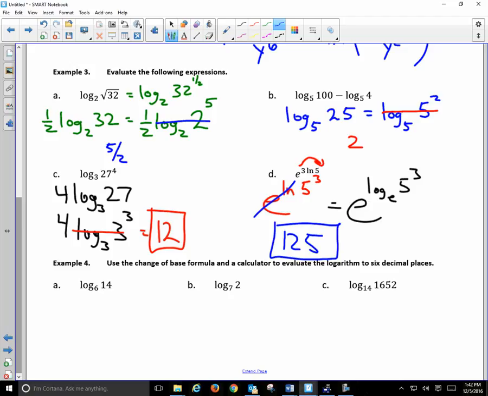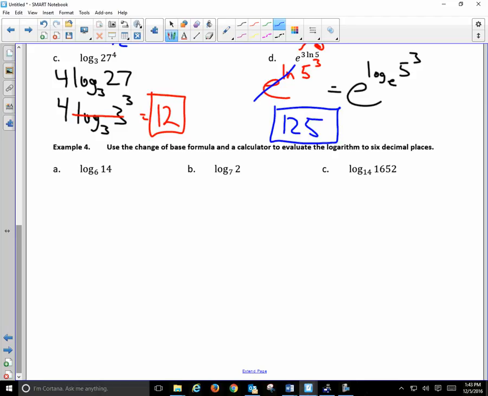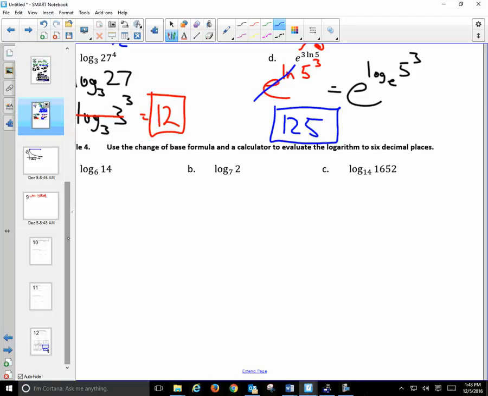So logarithms, not used a whole lot, but you can see how they have some interesting properties. Okay, our last example. Please flip to your very, very back page.